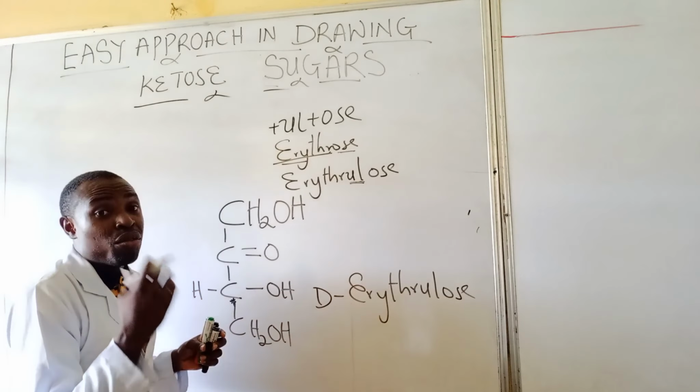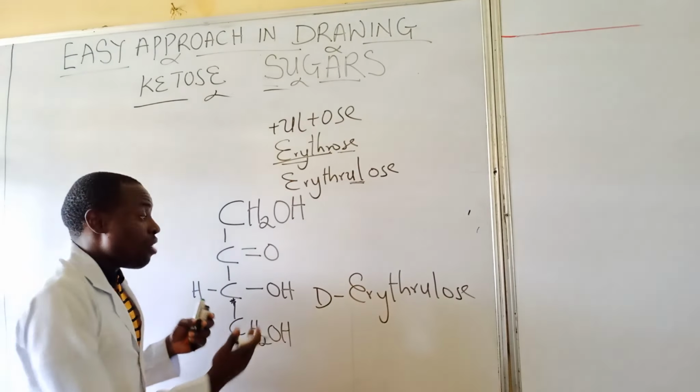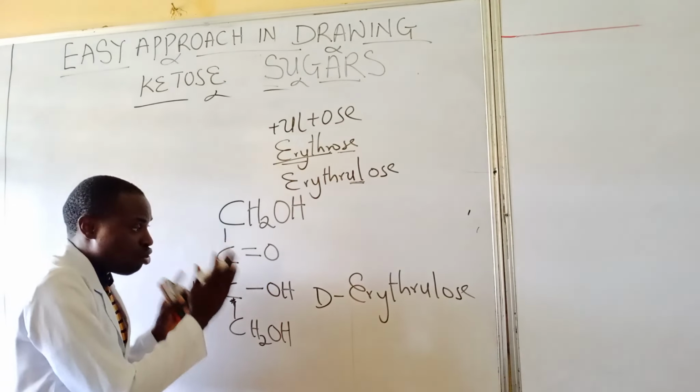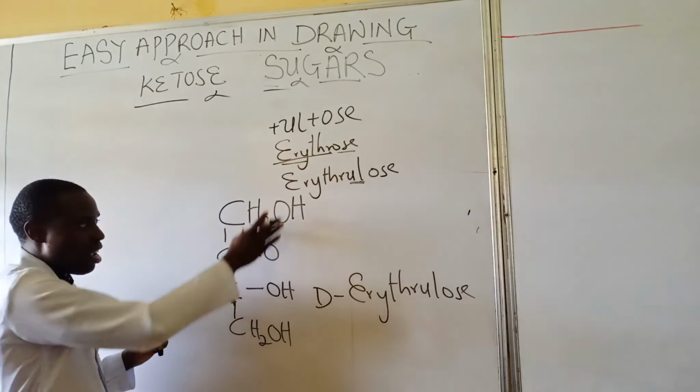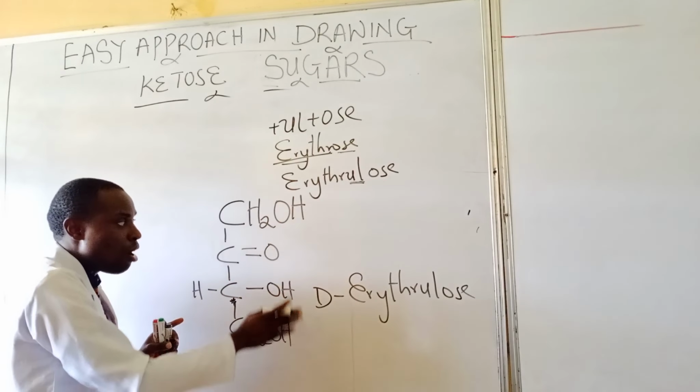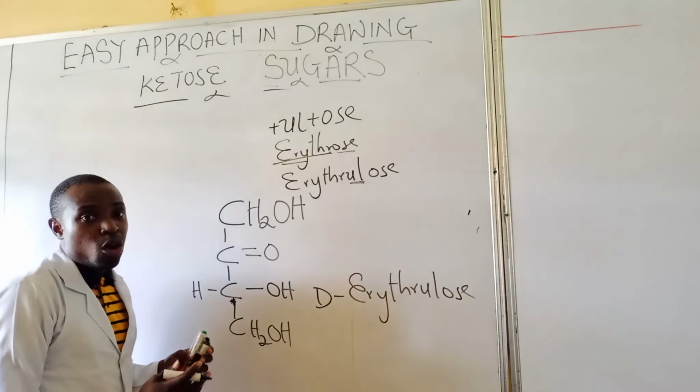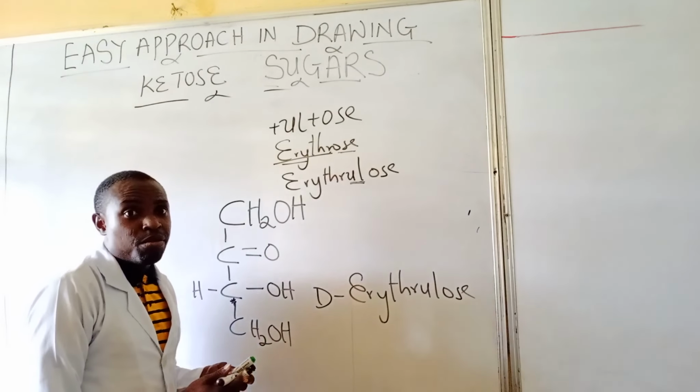In our other videos that we have done, we've explained how you can know the priorities. But in this video, we are just focusing on this one. So just take note, it's very easy. See, in this erythrulose now, all the OH are on one side. So, all right, we move to the next one.